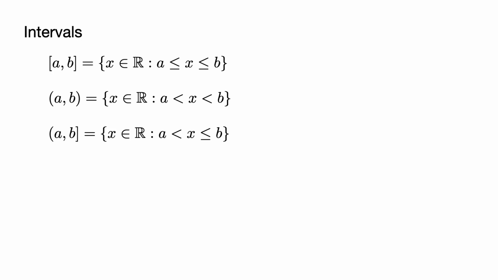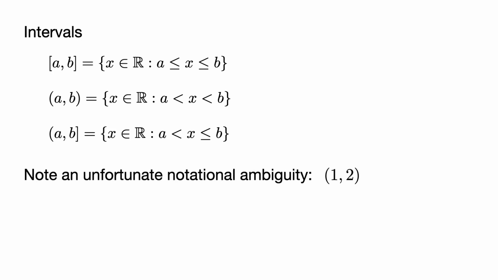Now we arrive at an unfortunate ambiguity. What is (1, 2)? Well, it can either be the ordered pair (1, 2), or it can be the interval from 1 to 2. And so if you write this, you either have to make sure that it's disambiguated by the context, or you have to explicitly say what you mean.